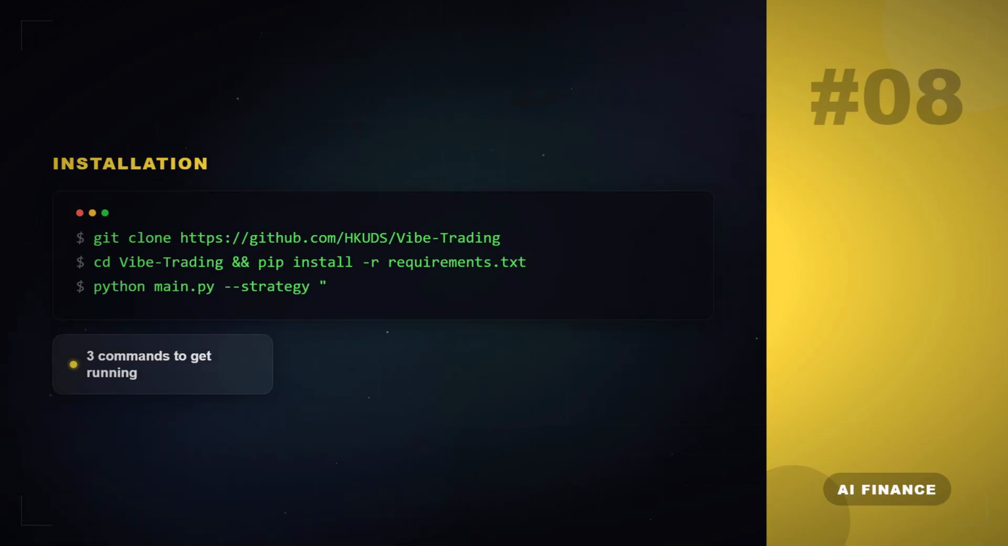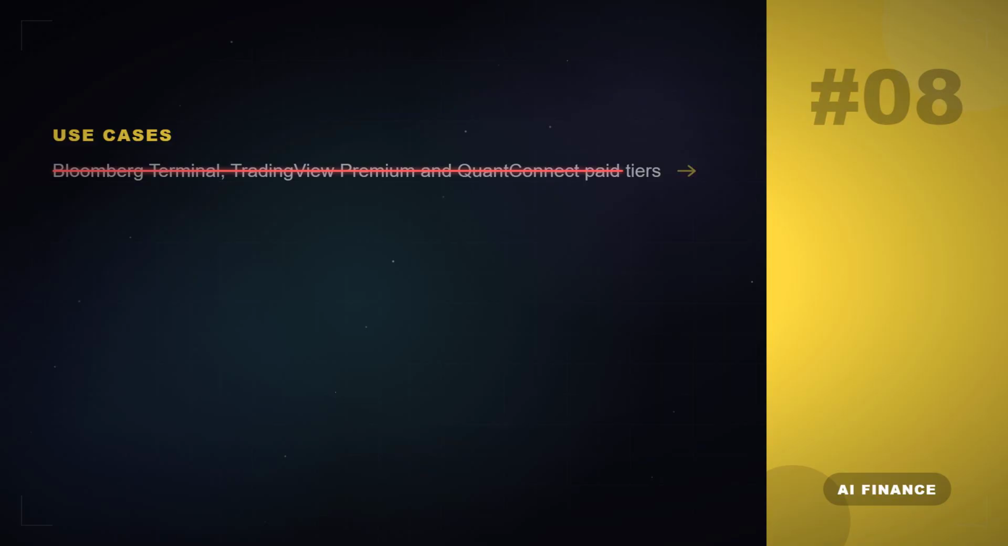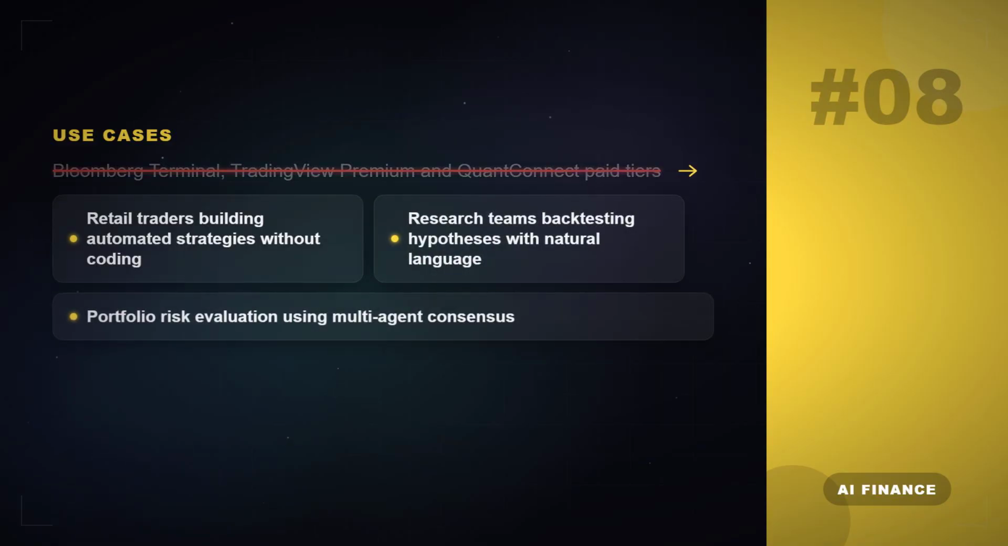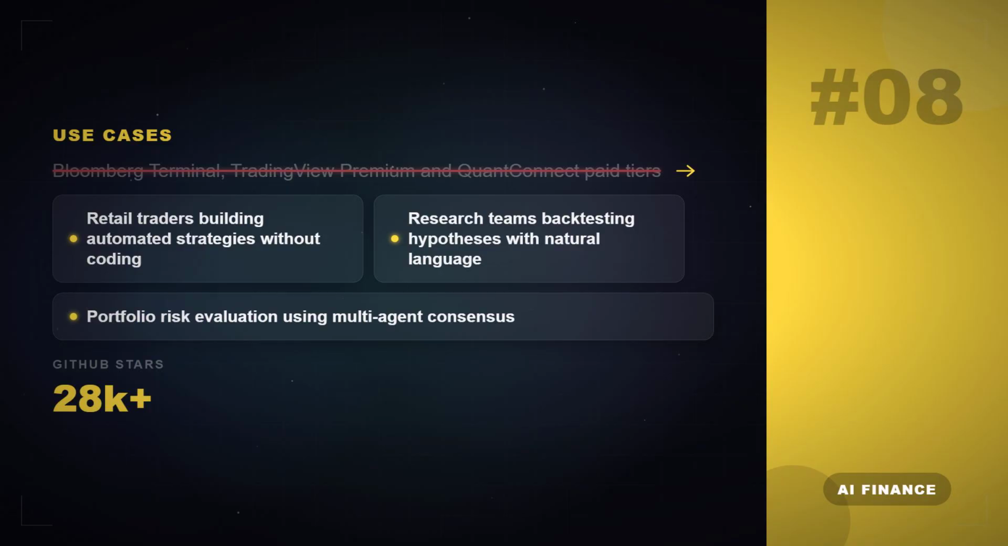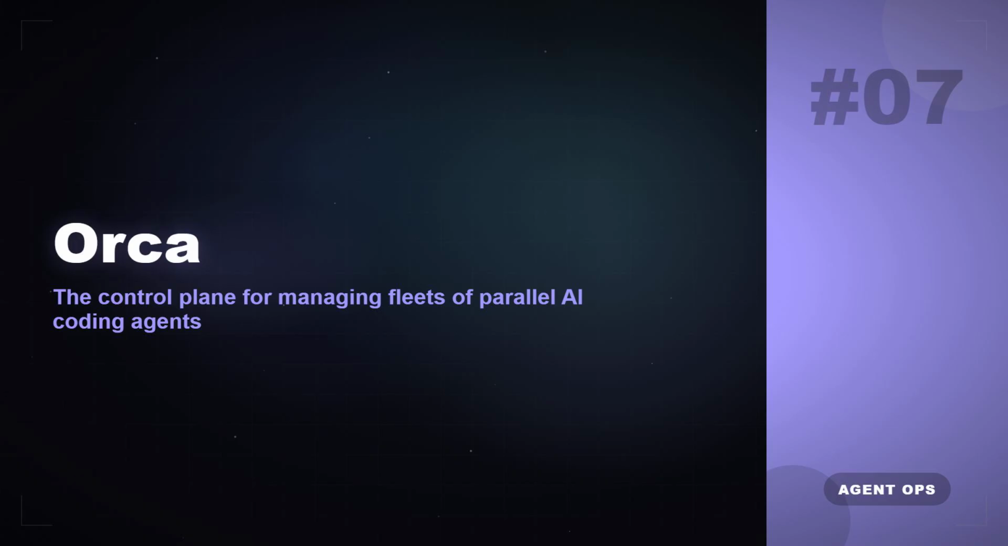It replaces Bloomberg Terminal Analytics, TradingView Premium, and QuantConnect paid tiers. Retail traders can build automated strategies without writing code. Research teams can backtest hypotheses with natural language. And portfolio managers can evaluate risk using multi-agent consensus. Nearly 29,000 stars. Number 7.